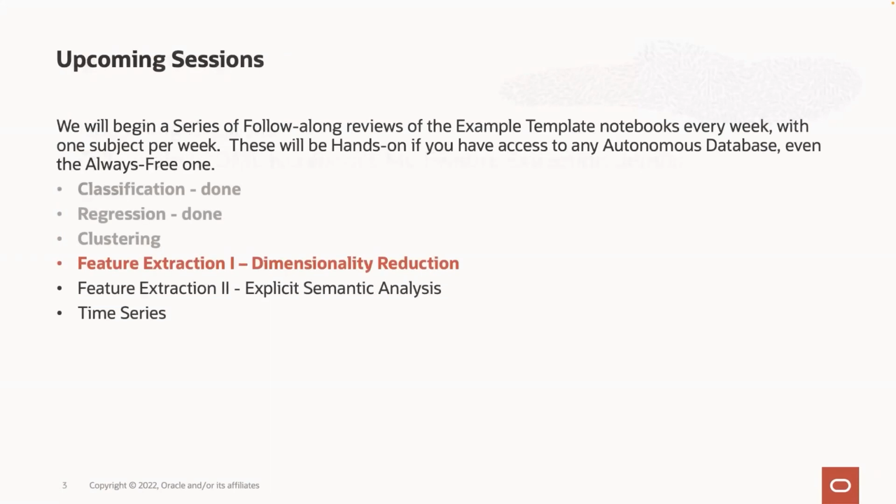Right. So first things first, these are the upcoming sessions. Today we're going to talk about feature extraction, dimensionality reduction. And then on the next session, we're going to be talking about the explicit semantic analysis. That one is feature extraction for text, so that's going to use the ESA algorithm. Today we're going to be focusing more on the algorithms that do attribute importance, do dimensionality reduction, PCA, things along those lines.